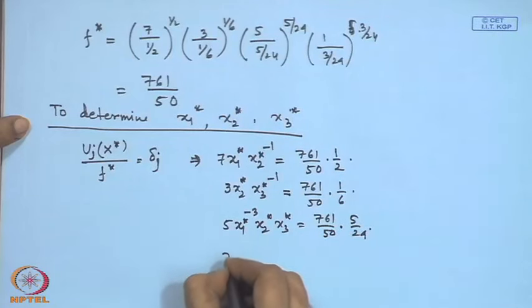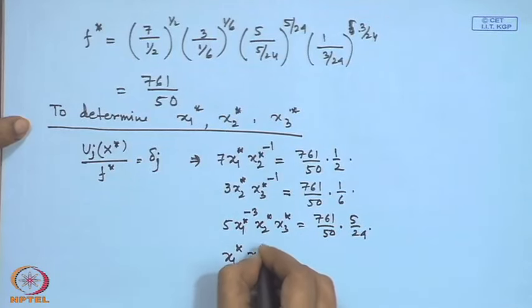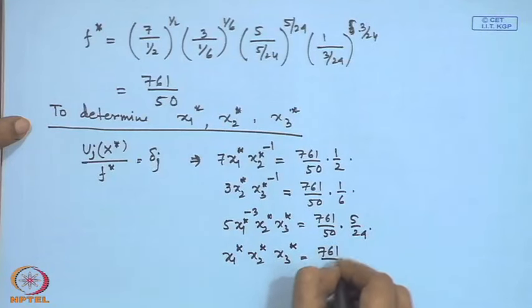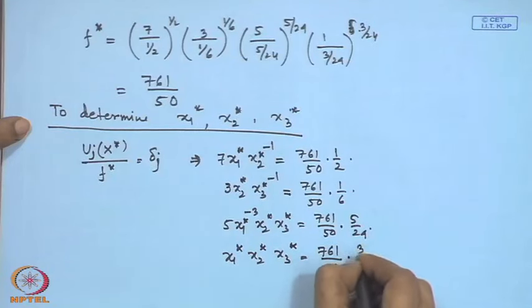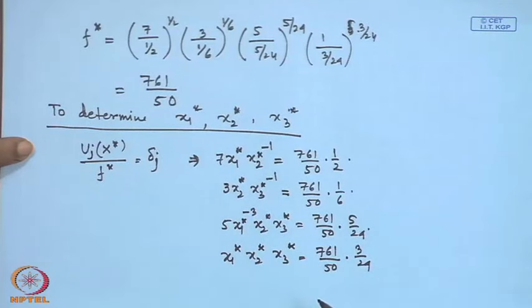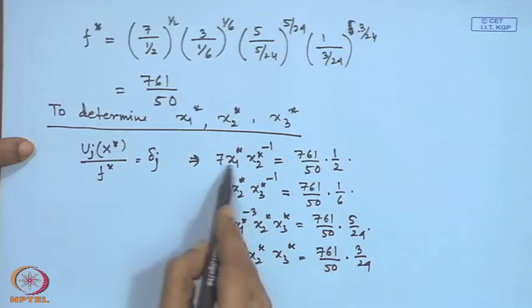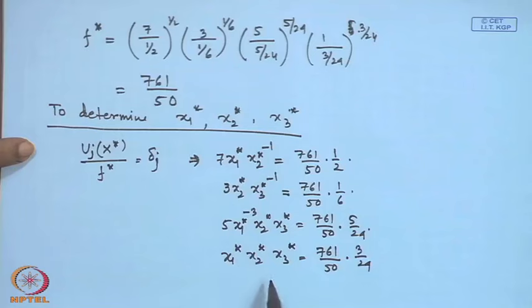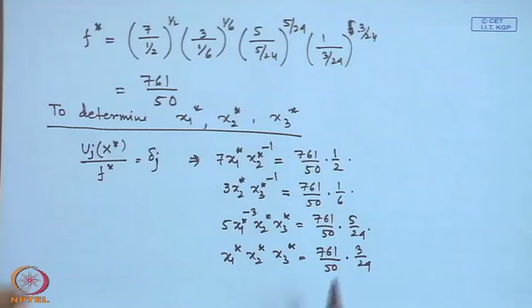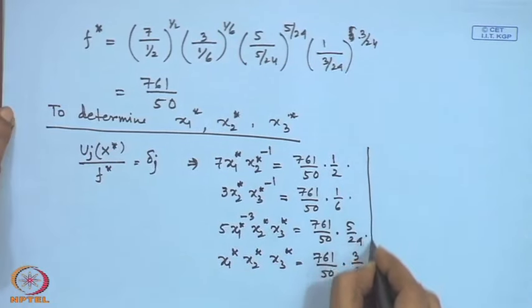And the next term, 3 by 24. Now, we are having 4 equations and 3 unknowns. Very easily we can calculate the values for x1 star, x2 star and x3 star. But you see, these are again the nonlinear functions. Sometimes you may feel difficulty in calculation in getting the values for x1, x2, x3 very easily from here. There is an alternative process for solving it.